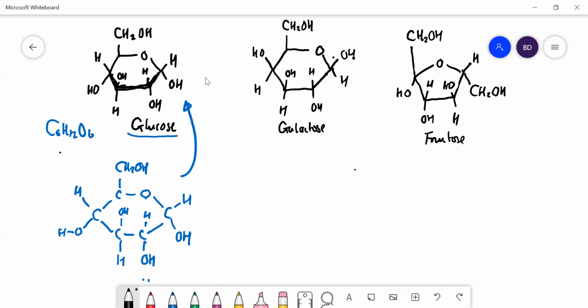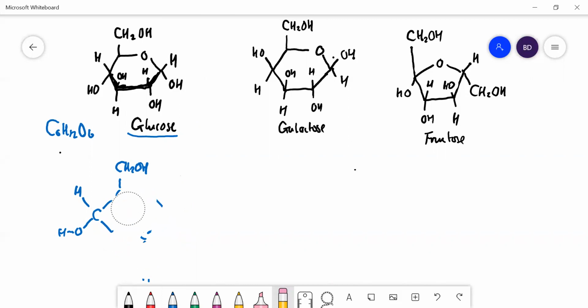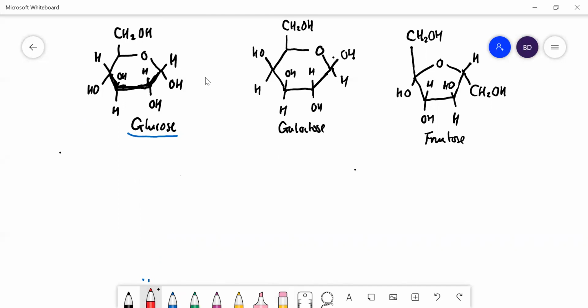You might remember that glucose exists in 2 forms. So I'm going to rub this bit out here. Glucose exists in 2 forms, alpha and beta. The only difference between them, this is alpha I've drawn here, is that in the beta form you swap that H and the OH, they have opposite positions there. That's the only difference.